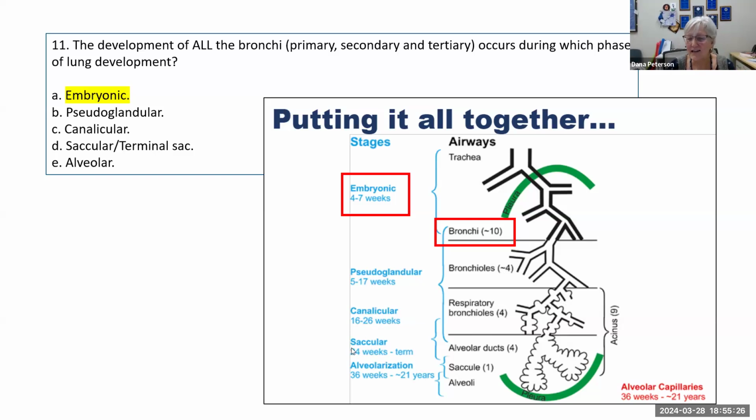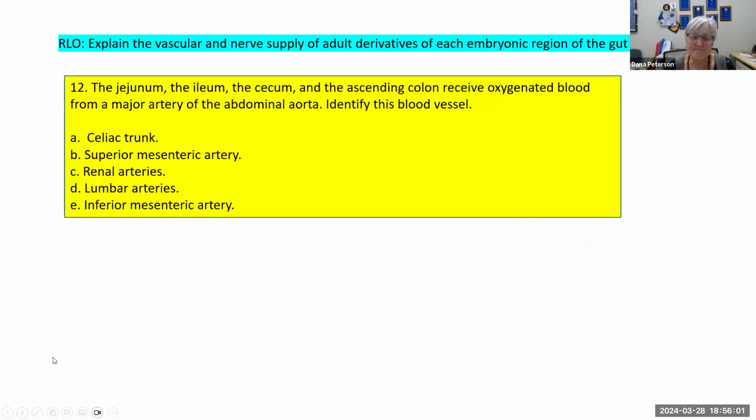The saccular at 24. So in a way, it goes by eights if you kind of want to get the numbers right. So 8, then 16, 24-ish, and then to full term, and beyond. We talked about the alveolar stage really goes at least until puberty, when you're seeing a huge increase in the number of alveoli and the capillaries that surround those. Okay, so we'll go on to the next one.